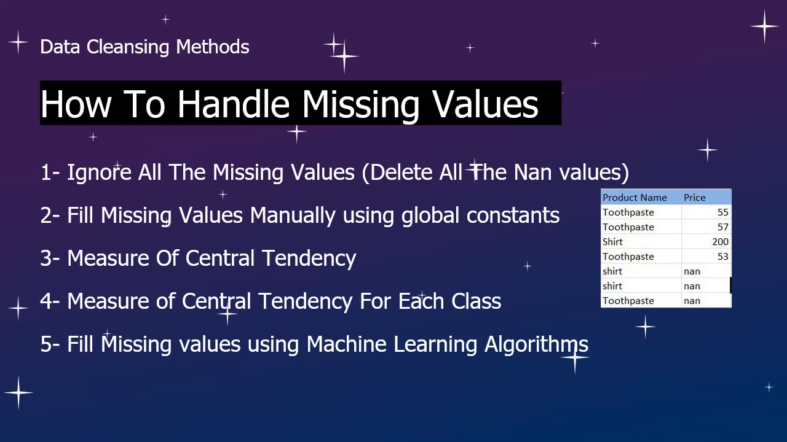As you can see, I have given a small description of the data on the right side. In this dataset, we have a column product name, which has different classes like toothpaste, shirt, etc. So when we fill the NaN values of the price column, we will do it using their class. For example, if we are removing the NaN values of the shirt class, then we will find the mean or median of the shirt class and replace all those NaN values with the mean or median of the shirt class. The fifth method is to fill missing values using machine learning algorithms, for example the sklearn library, simple imputer, etc.